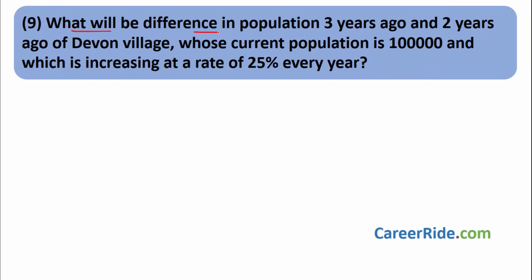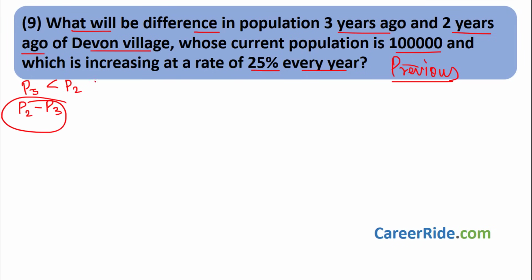What will be the difference in population 3 years ago and 2 years ago of Devon village, whose current population is 1 lakh and which is increasing at a rate of 25% every year? Now this is similar to the previous sum which we saw, right? How to find population of 4 years back, 3 years back, 2 years back? We have to do exactly the same thing. Find the population 3 years back and find the population 2 years back. But obviously, population 2 years back would be greater than population 3 years back, and then we just have to subtract this. Let us see how to do it.